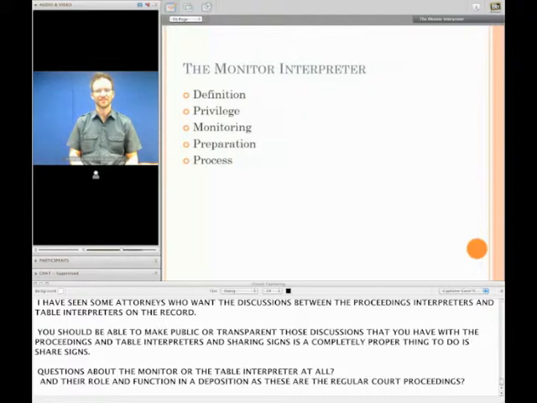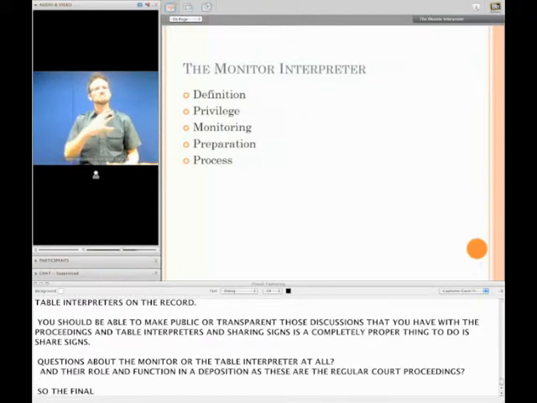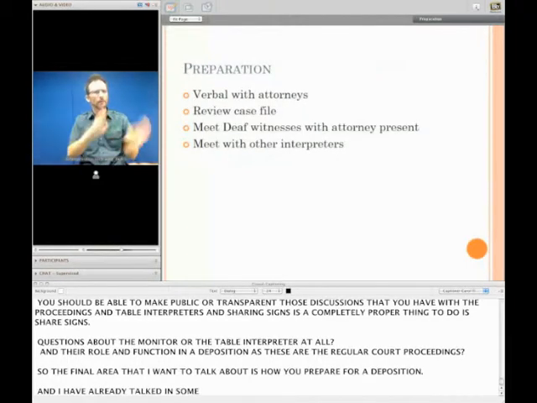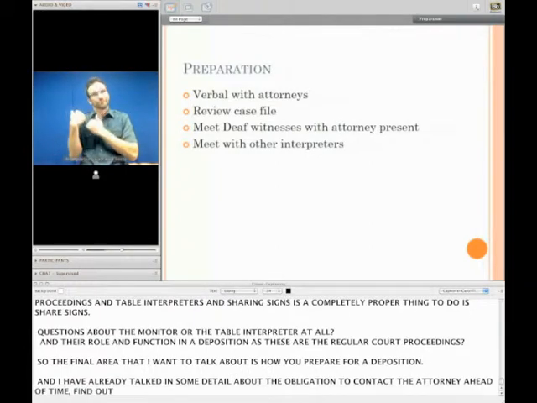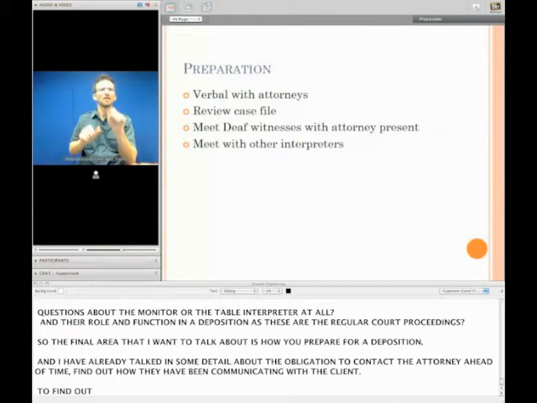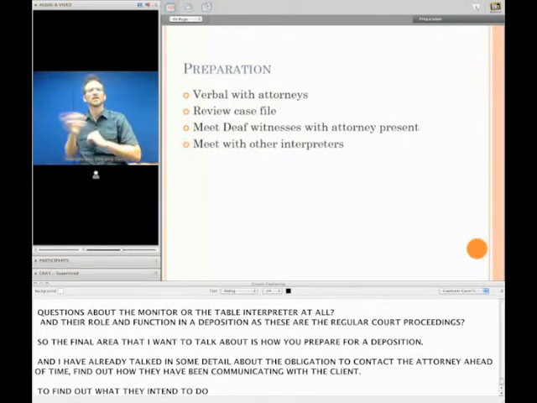Okay, so the final area that I want to talk about is how you prepare for a deposition. And I've already talked in some detail about the obligation to contact the attorney ahead of time, find out how they've been communicating with their client, to find out what they intend to do, and when during the deposition.